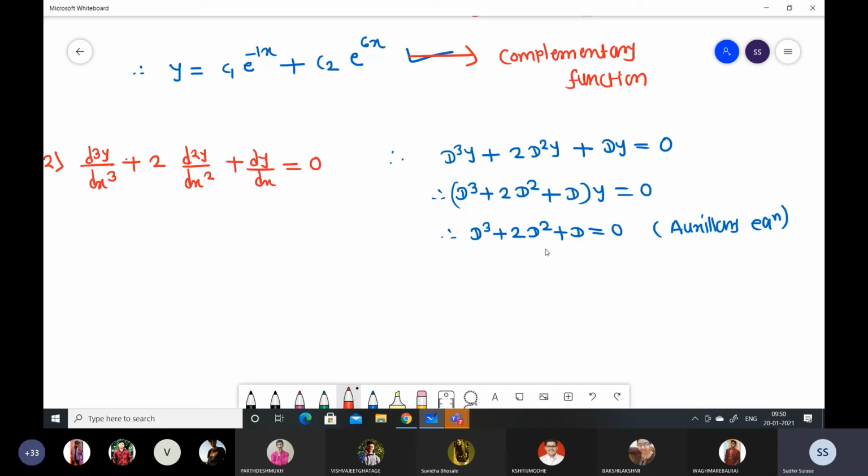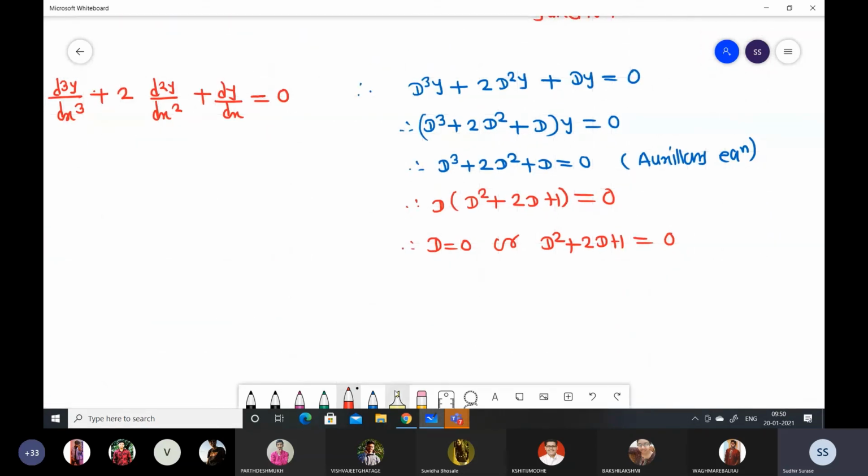To find the complementary function we need roots, so we have to solve it for d. I can see that d is occurring in each and every term, and therefore I can take it common. So d times, in bracket, we are left with d square plus 2 times d plus 1 is equal to 0. Now we can equate d to 0 and this term to 0. So d is equal to 0, or d square plus 2 times d plus 1 is equal to 0. One root we already got, it is 0. Now our aim is to solve this.